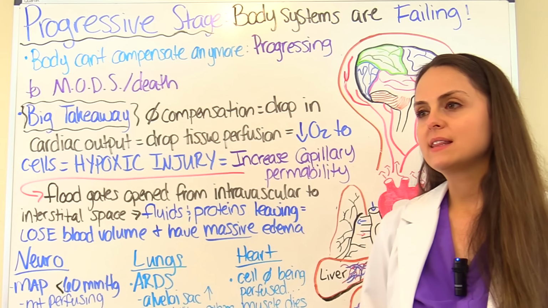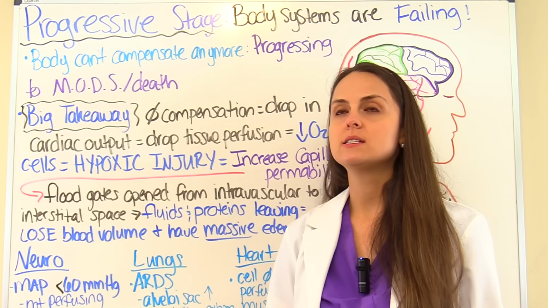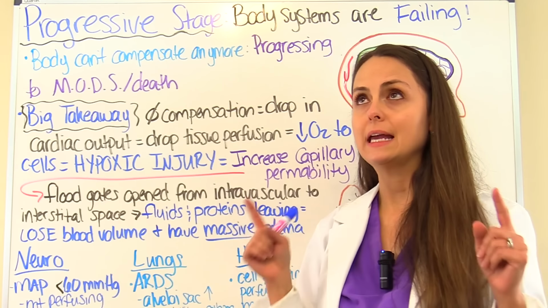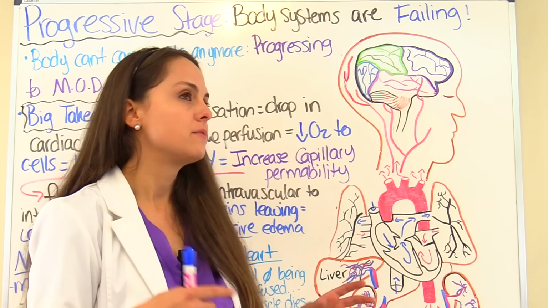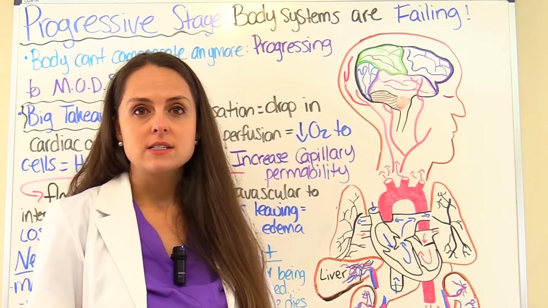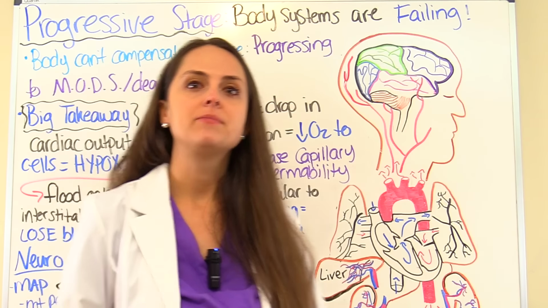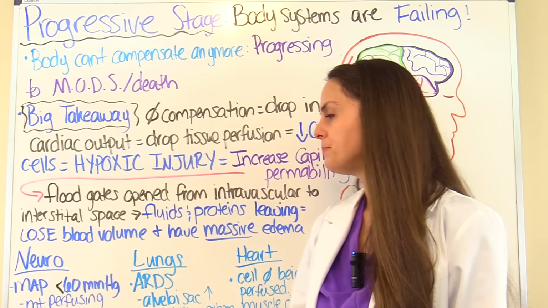So whenever we're looking at the signs and the symptoms, how this patient is presenting, all we have to do is look at each body system that's made up of cells and ask ourselves, well, when this cell starts to die, what's going to start presenting? So let's start with our brain, neuro.